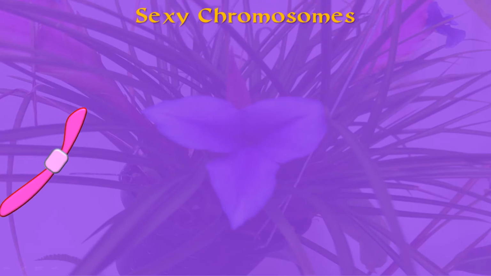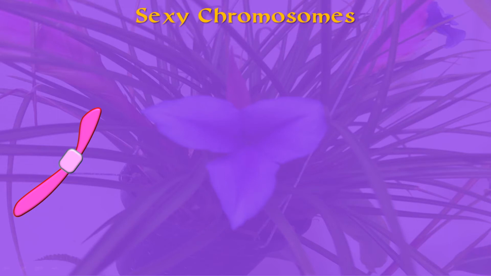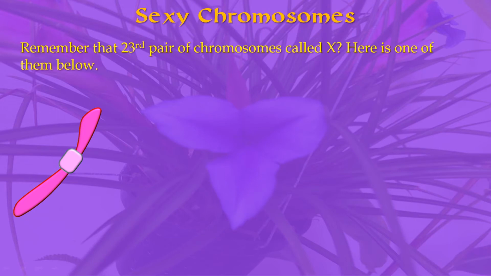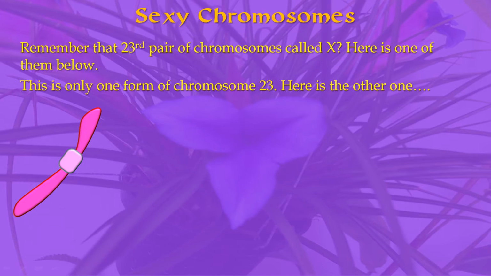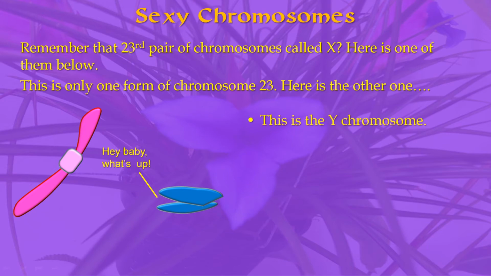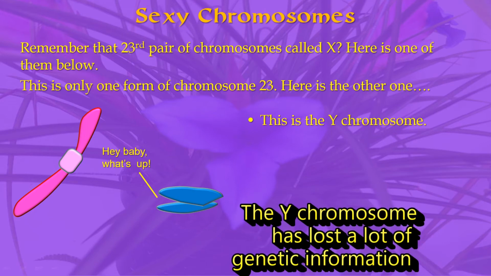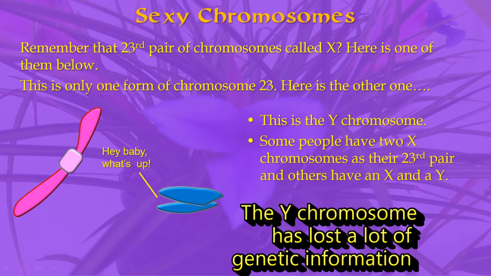Let's talk about sexy chromosomes, and this is a sexy chromosome, isn't it? This is one of the chromosomes we saw on the previous slide. Remember the 23rd pair called X? This is an X chromosome, but it is only one form of chromosome 23, and here is the other one, which looks slightly different. This is the Y chromosome, and if you think it is slightly less organized than the X, you'd be right. It has lost a lot of its genetic information over millions of years of evolution.